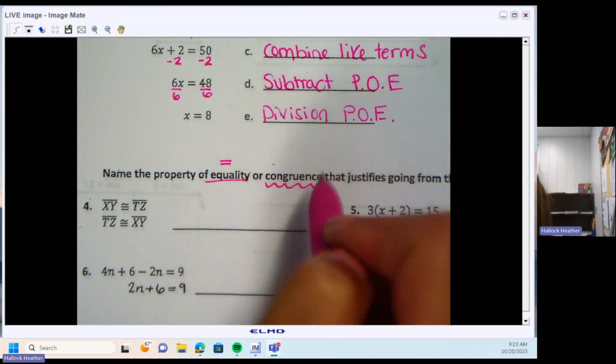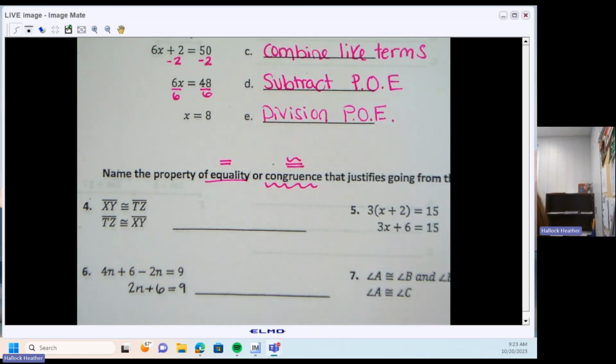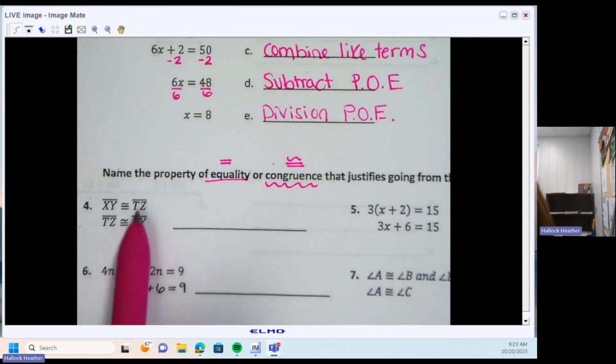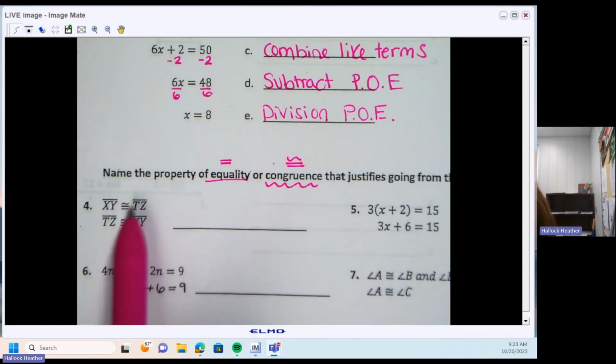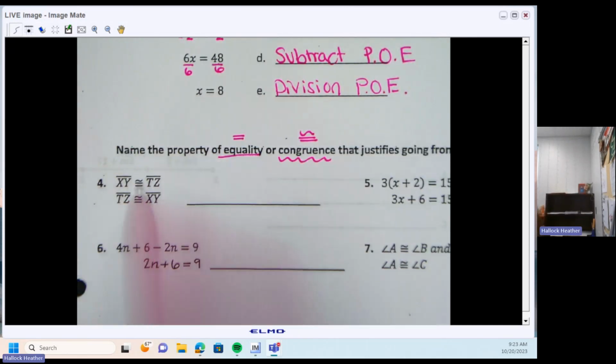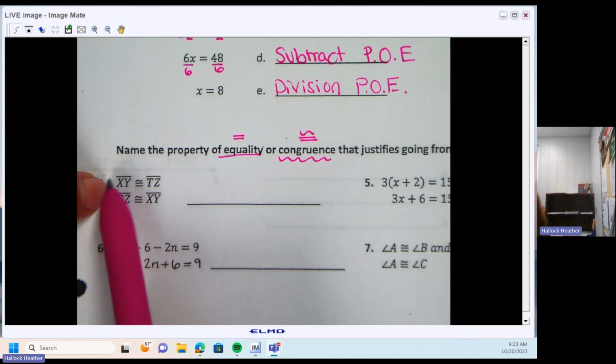Or congruence. Congruence is the squiggle that justifies going from the first step to the second step. So notice number 4 has a congruency statement. It has a congruency symbol. So I am not looking at the properties of equalities. You should be looking at your sheet and you should be looking at the second box. There's only 3 options, so you have a 1/3 chance of getting it correct. So if I look at this, it says XY is congruent to TZ. TZ is congruent to XY. So it's literally replacing it.